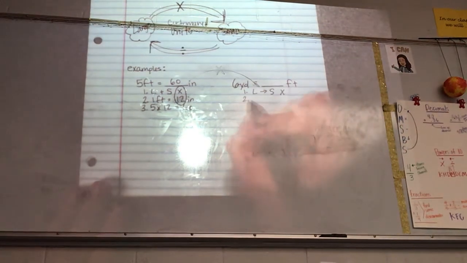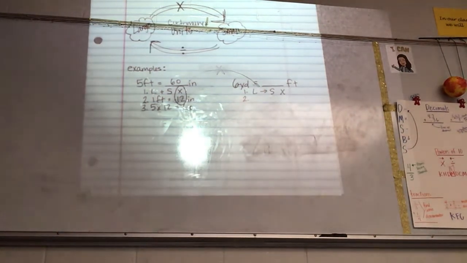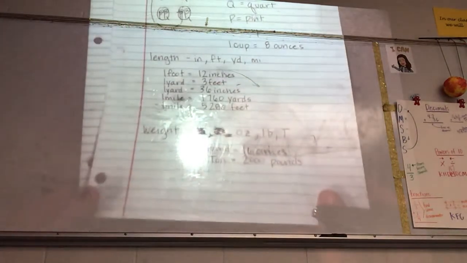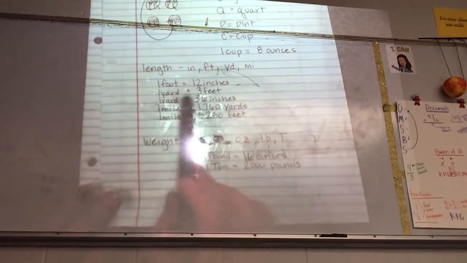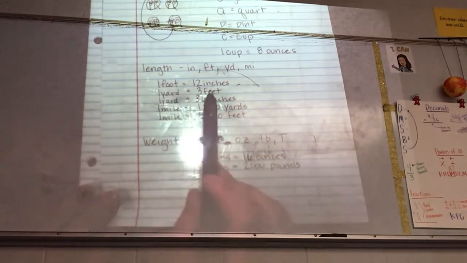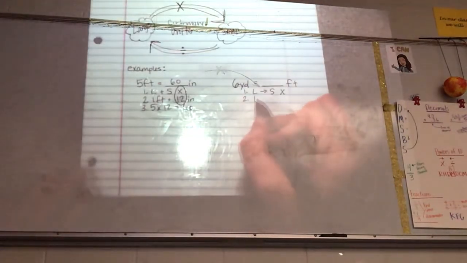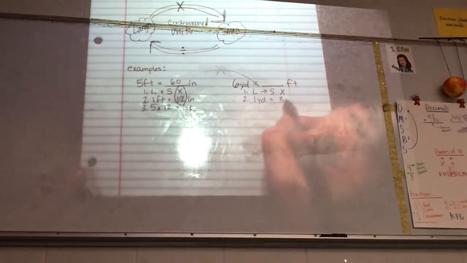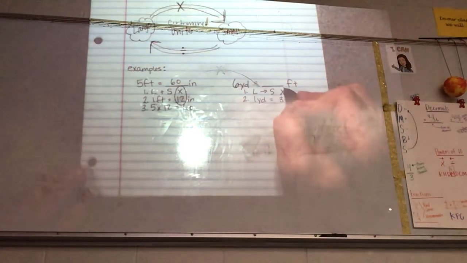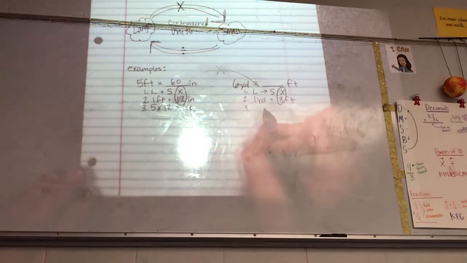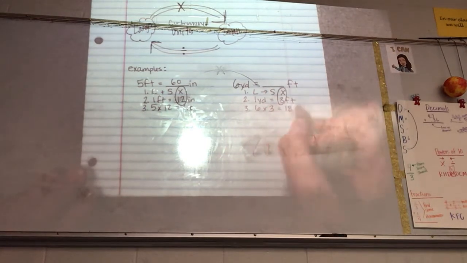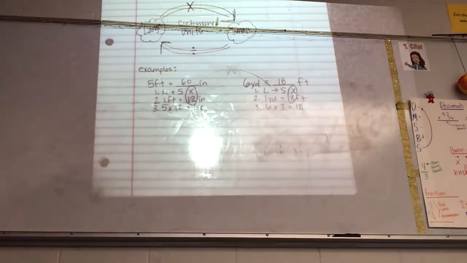Number 2, I'm going to get my handy dandy conversion chart, and I'm going to decide what do I know about yards and feet. I know that 1 yard equals 3 feet. And now I know that I'm multiplying by 3. So 6 times 3 is 18 feet.